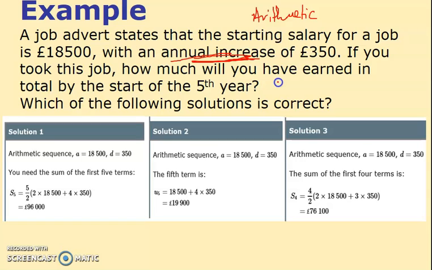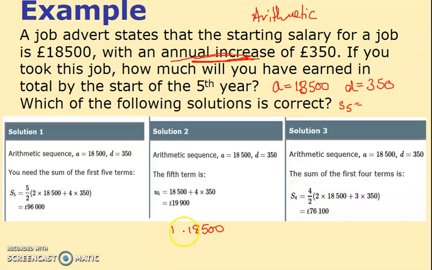So again, year 1 is A, and that is £18,500. And I think D is 350. So, which one? It says how much have I got in total at the start of the 5th year. So I'm going to guess that this is really S5 we're doing. Because end of 1 year, yeah, I think that's right. Is that right? At the start, I've just got to be a bit careful. So year 1, I have got the 18,500.